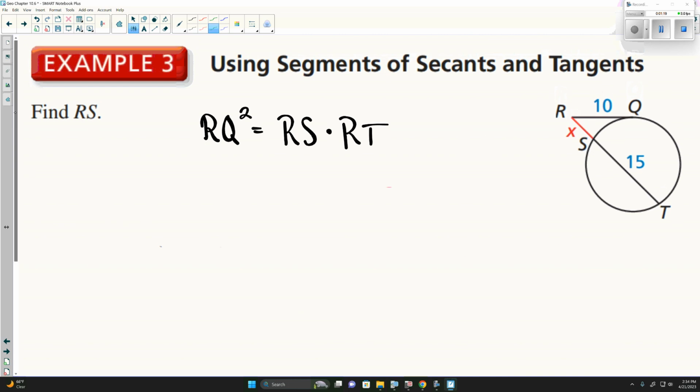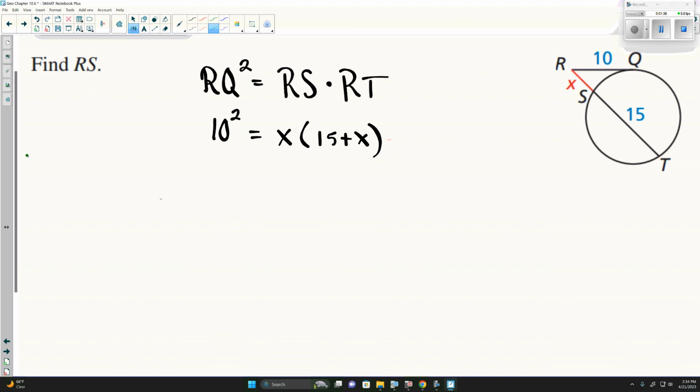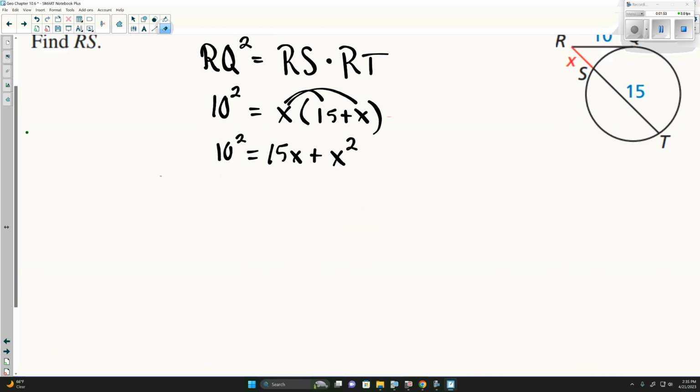So for this here, RQ is 10 squared. RS is x, and the whole length would be 15 plus x. We would indeed get 15x plus x squared. Well, we can actually do 10 squared. 10 squared is 100, is equal to x squared plus 15x.